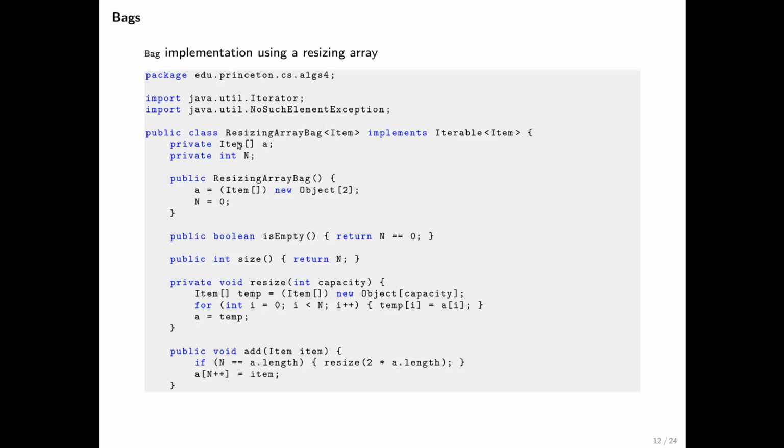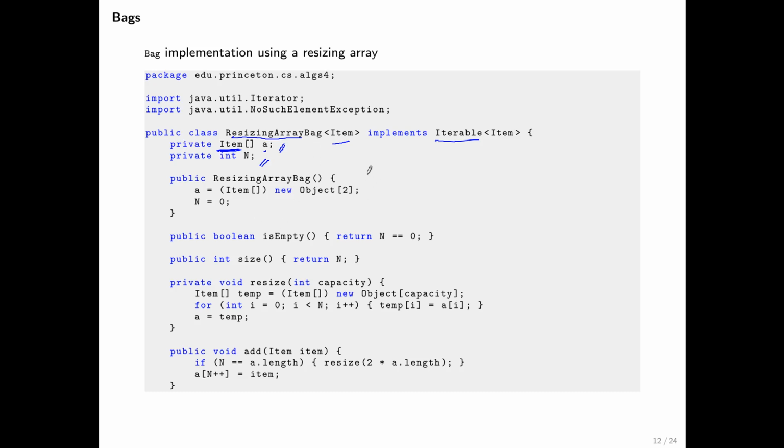We call the implementation resizing array bag. Again, it is generic, so we put Item in angle brackets. It's going to be iterable because we want bags to be iterable, and hence it implements Iterable. This time around, for the instance variables, we have an array called A of generic type Item. So this array can store objects of any type, but it's an array, not a linked list. In addition, just like before, it has a variable n that keeps track of the size of the bag itself.